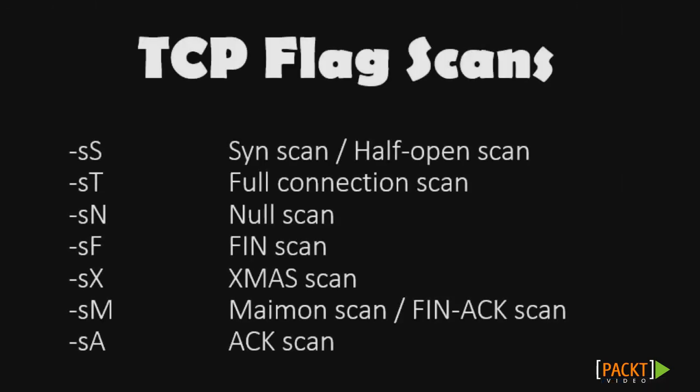By default, Nmap uses SYN scans or half-open scans. But depending on the security settings of your target systems, you may have more success with other TCP flag scans, to include full connection scans, null scans, FIN scans, Christmas tree scans, FIN-ACK scans, or ACK scans. So those are just a few ways that you can use Nmap for port scanning and service enumeration.